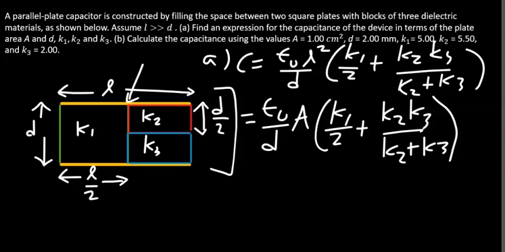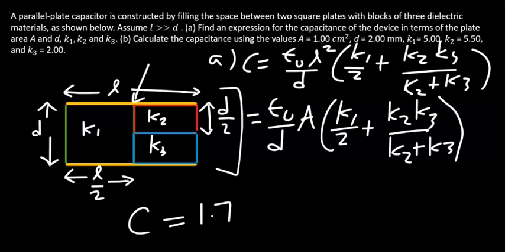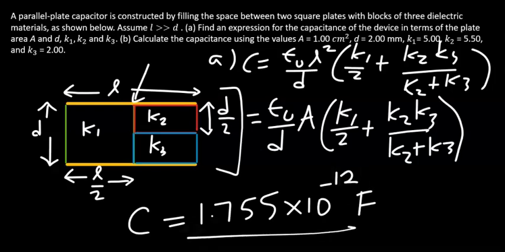Part B, calculate the capacitance using the values A is 1 cm squared, D is 2 millimeters, K1 is 5, K2 is 5.5, and K3 is 2. Substituting these values in here, and taking epsilon naught to be 8.85 times 10 to the power minus 12 in SI units, we will get the following number for C, namely 1.755 times 10 to the power minus 12 farad. And that solves the problem.